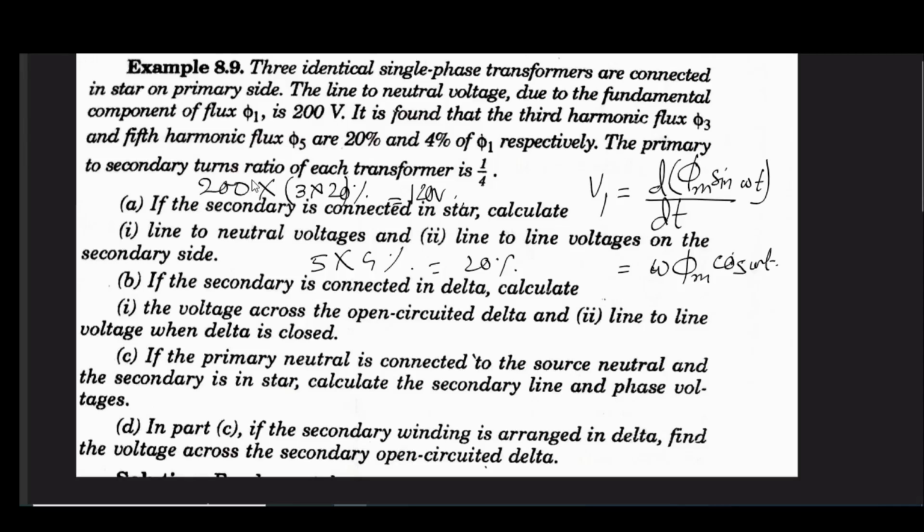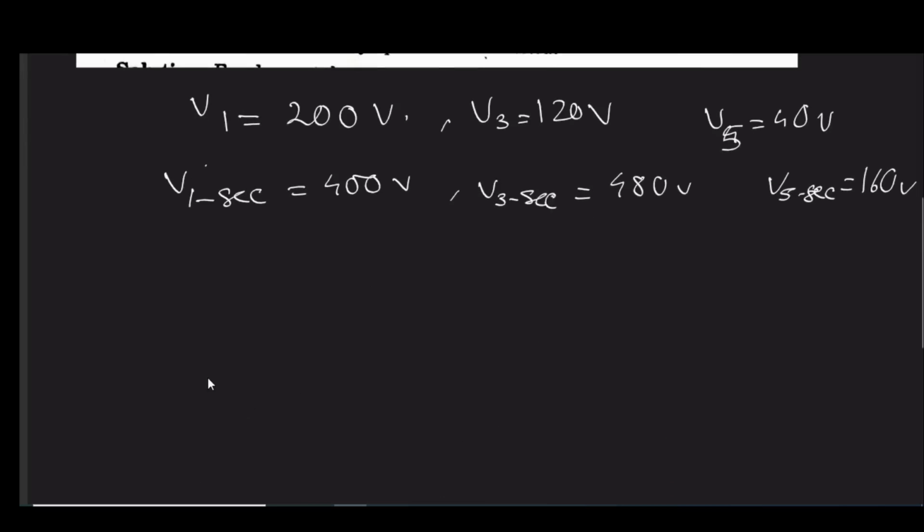Correct? Now here is the issue: if the secondary side is star, calculate the line to neutral voltage and line to line voltage. While calculating the line to neutral voltage, you must consider the effect of the third harmonic, and while calculating the line to line voltage, you have to drop the third harmonic term. That is the basic issue with this problem. So line to neutral will be how much?